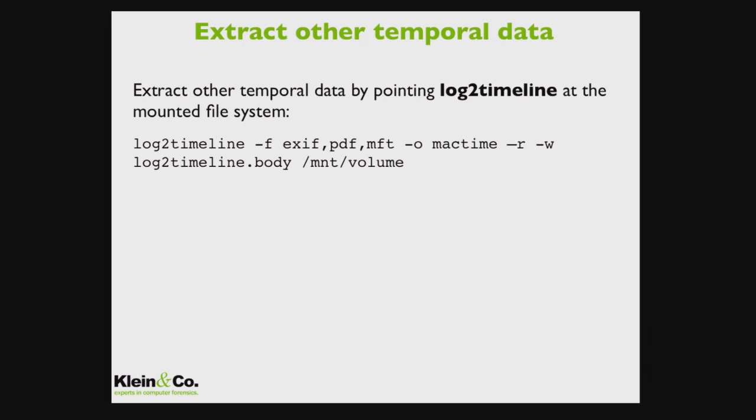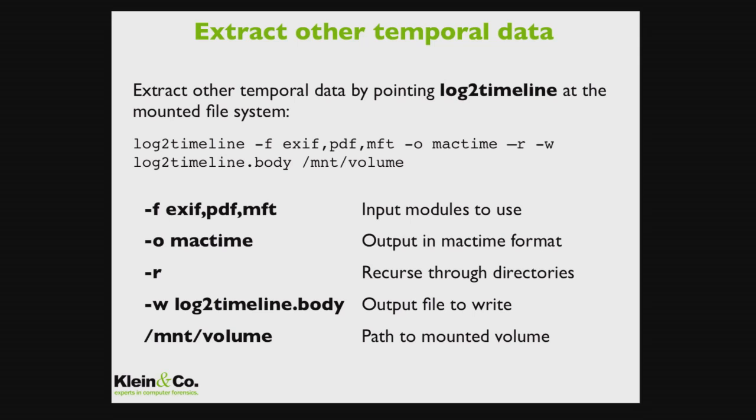And what it actually does is it looks for files using magic numbers and other means, and it tries to identify the type of file, and then if you've specified to parse it with a certain input parser, it will do that. So -f is the switch that will tell you what input module or parser to use. I've just selected 3, and you can pretty much tell what they're going to look at: EXIF data from within documents, PDF metadata, and master file table information.